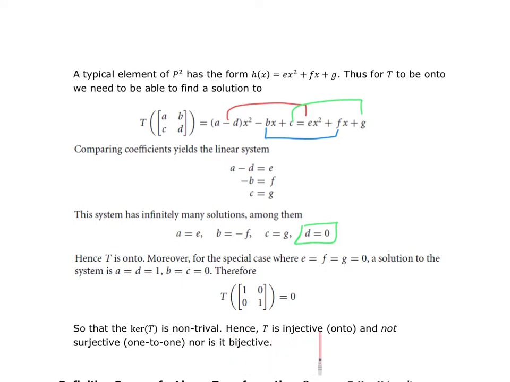So we know it is onto, and it is not going to be one-to-one, nor is it going to be bijective. So we have onto, so it is injective, but it is not surjective because I don't have my kernel being empty. So that means it's not bijective.